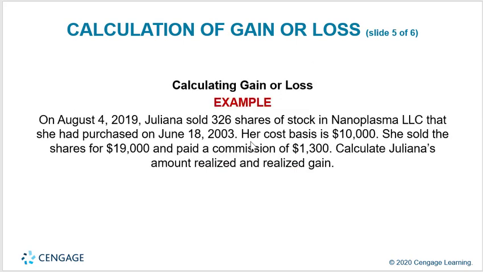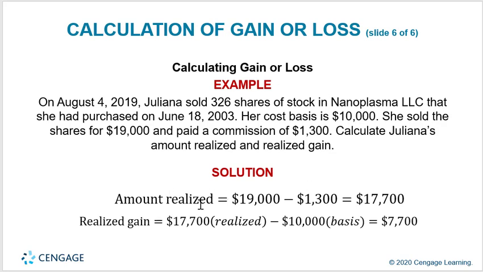So now an example. Calculating gain or loss example. August 4th, 2019, Julian sold 326 shares of stock in Nanoplasma LLC that she purchased on June 18, 2003. Her cost basis is $10,000. She sold the shares for $19,000 and paid a commission of $1,300. Calculate Julian's amount realized and realized gain.